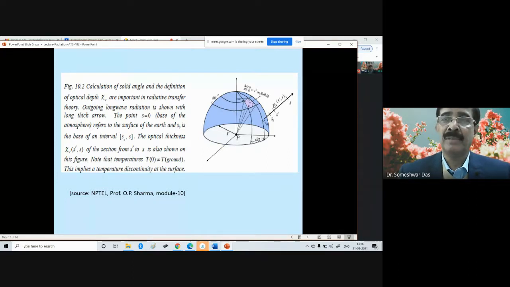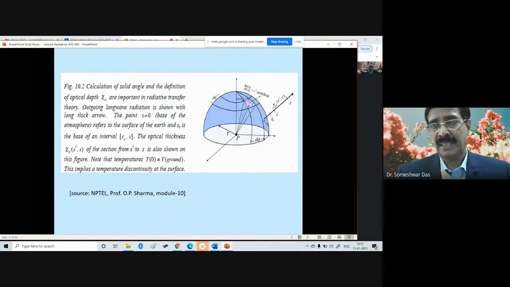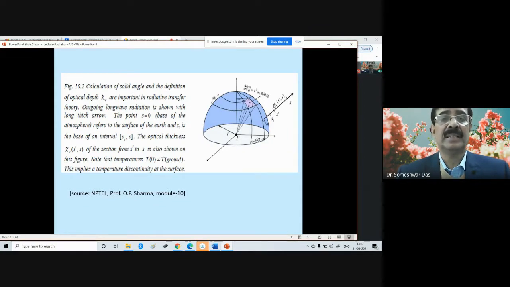For everything, whether the amount of aerosols present in the atmosphere or the gases, we always try to measure in terms of the optical thickness: how optically thick it is, how much radiation it will allow to pass through, optically thick or optically thin. So it is important to understand the concept of optical thickness.